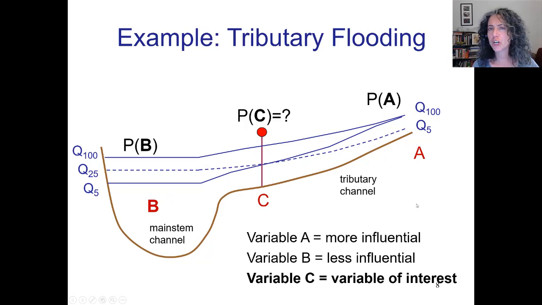Now, I didn't just assign these variable names randomly. My variable C is the variable of interest. In this case, it was the stage on the tributary where there might be a damage area. Variable A is the more influential variable, the one that has more influence on C. And variable B is the one that has less influence. So in that case, the annual probabilities at C are going to be based on annual extreme probabilities at A, and not necessarily the annual extremes at B.